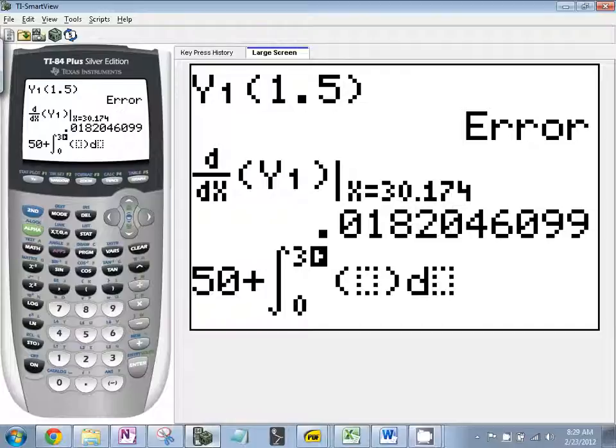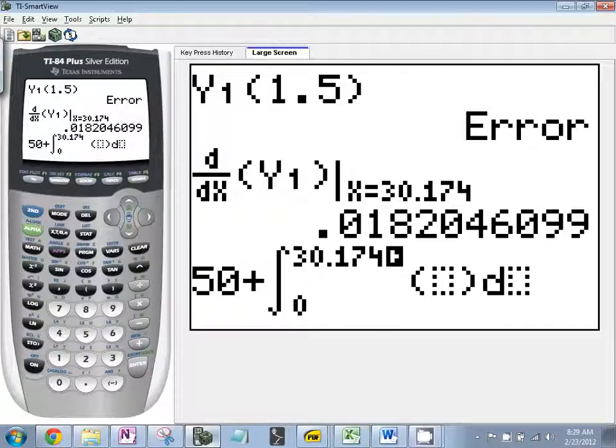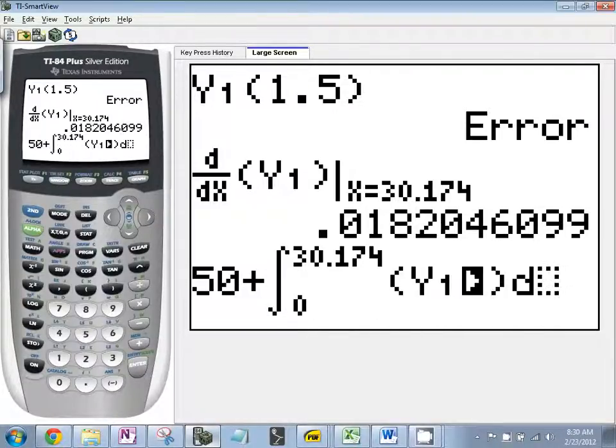30.174. Is it better rounded there though? You shouldn't really, but I don't have it stored, so let's just go with this for now and see how close we are. You're absolutely right, though. Be very careful about rounding before you get to the final answer. And then what do we put in for the function? y1, and it's dx. You press enter.